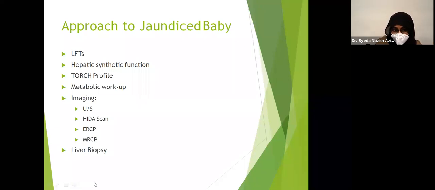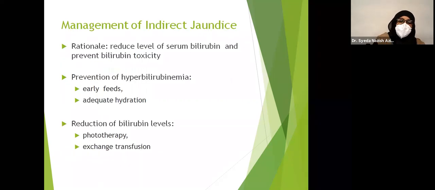In some cases, if we are not able to get into a cause or etiology of the jaundice in the baby, you may want to get a liver biopsy. So let's say we have a baby with jaundice, how would you manage it?